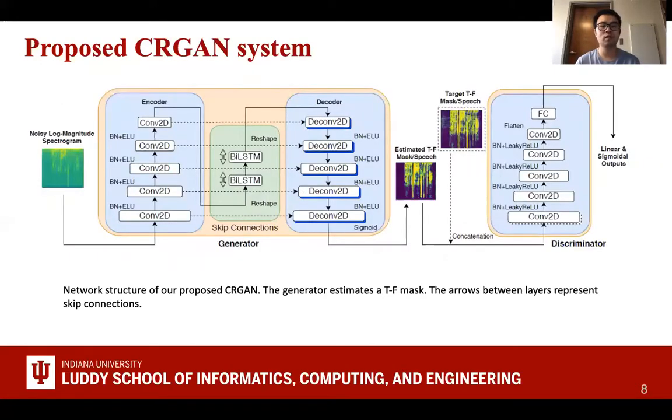So here is the general network architecture for our proposed CR GAN system. As I mentioned earlier, it consists of 2 parts, a generator and a discriminator. Inside the generator is basically a variant of the convolutional recurrent network, where it consists of an encoder, a decoder, and in the middle layers there is a recurrent network consisting of 2 layers of bidirectional LSTM to capture the long-term temporal dependent information.